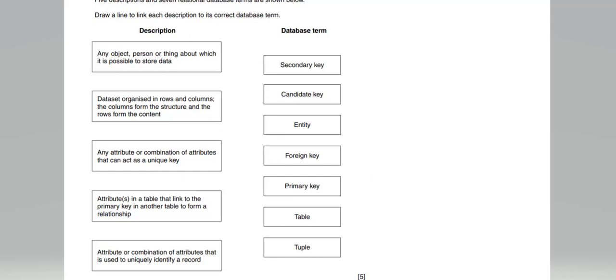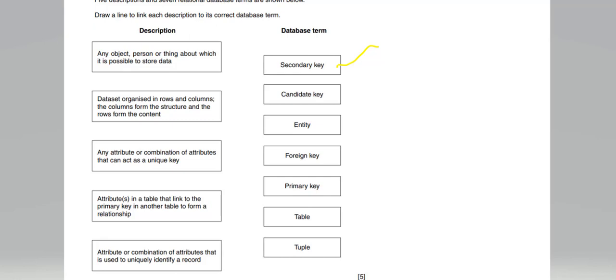Okay, so before I do this question, I'm going to have a quick look at each one of these terms. So we've got a secondary key as a term. Secondary key? In fact, before I do anything, pause the video, give it a go yourself. Okay, so secondary key is, best way to explain it is by giving an example.